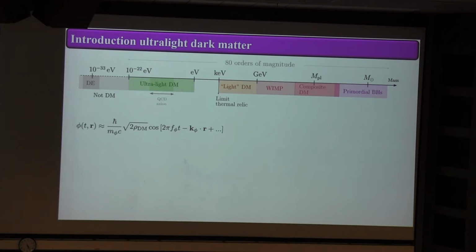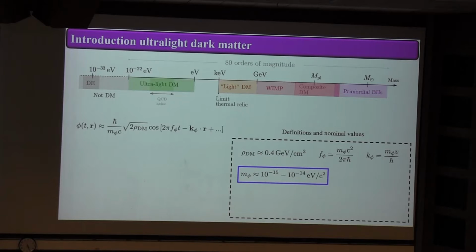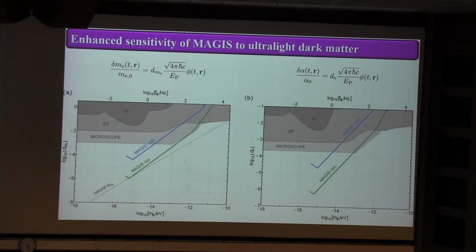So you can think of this as a classical field oscillating with a frequency equal to the Compton frequency of the dark matter. And this is the mass range we're talking about. And the way we see it is coupling to normal matter through these coupling constants, and that shows up as an oscillation of fundamental constants like the mass of the electron and the fine structure constant. Well, here are some curves showing what our sensitivity would be with MAGIS-100 at 1K.